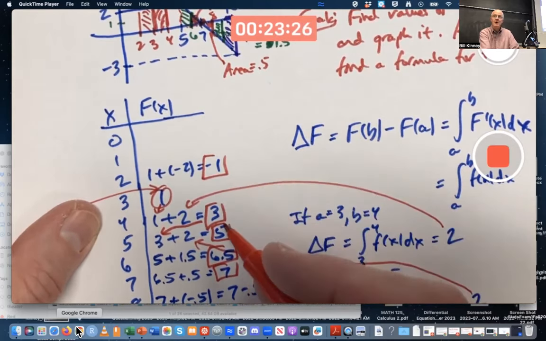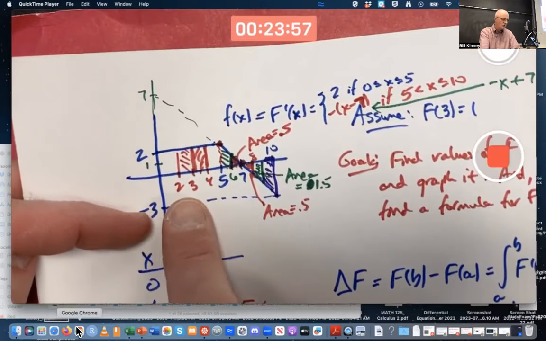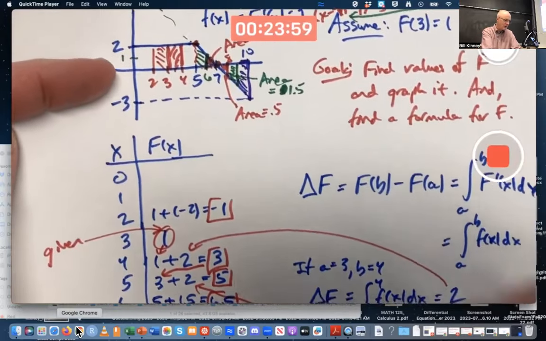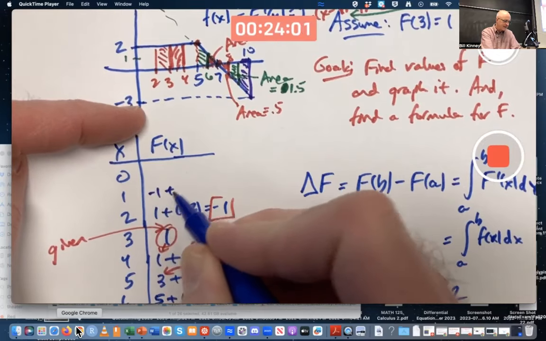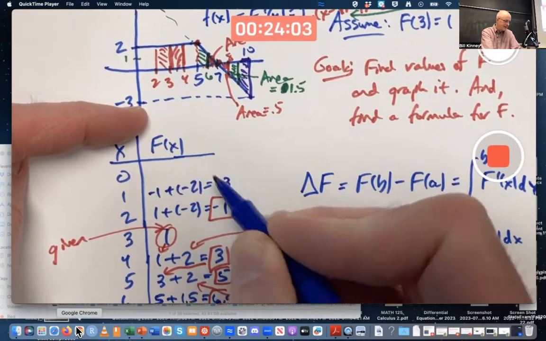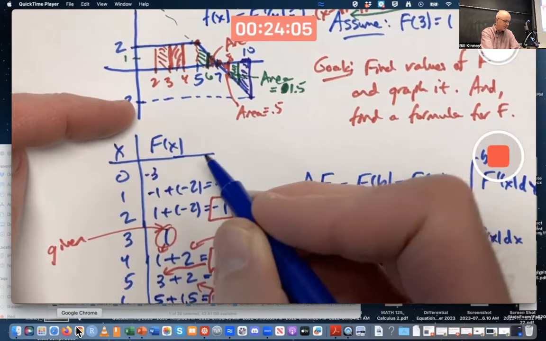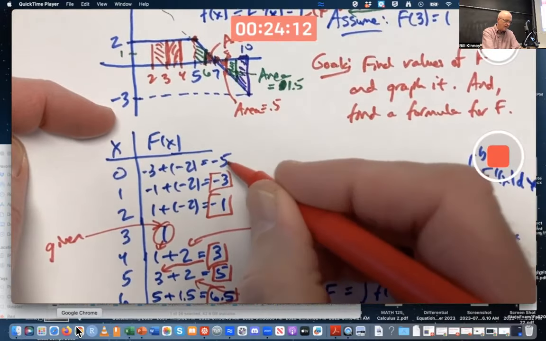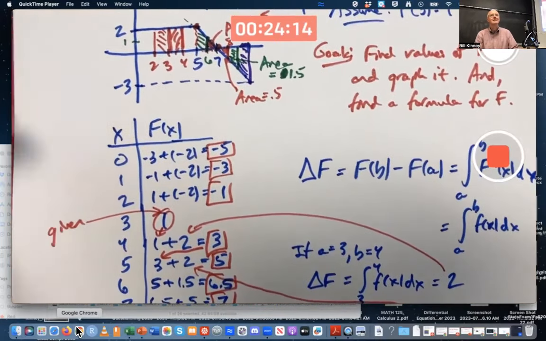X goes from 2 down to 1. Once again, we'll have an area of 2. F will go down by 2. -1 plus -2 is -3. And the same kind of thing happens as x goes from 1 down to 0. All right. So now the graph of capital F.